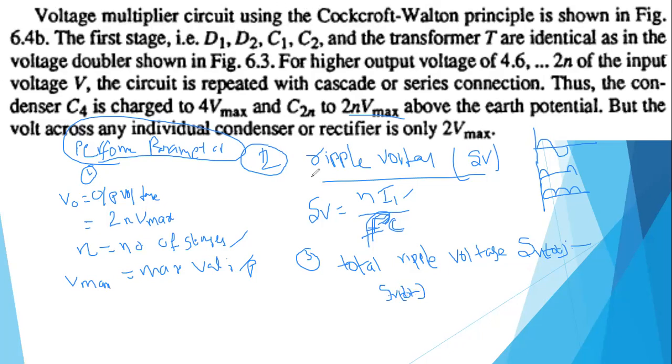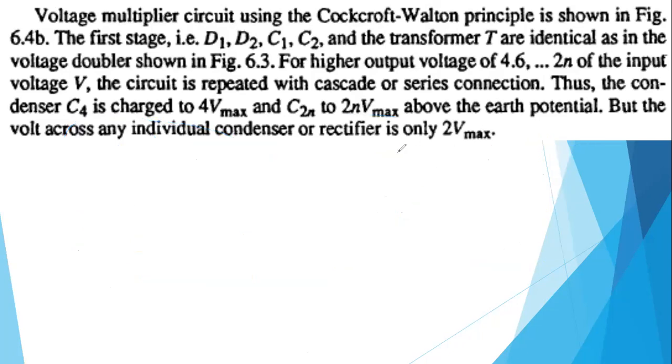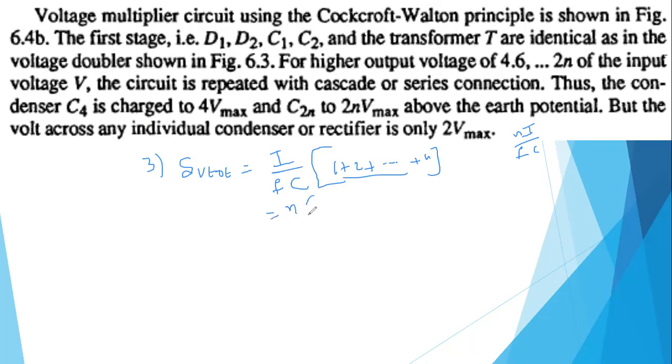Please understand what the values are. Delta V total is based on delta V, which is N into I by FC. If the stages are connected in series, it is 1 plus 2 plus and so on up to N, which can be written as N into N plus 1 by 2, so delta V total is N into N plus 1 into I by FC. Here I is I1, the load current. So this is the total ripple voltage for N stages.